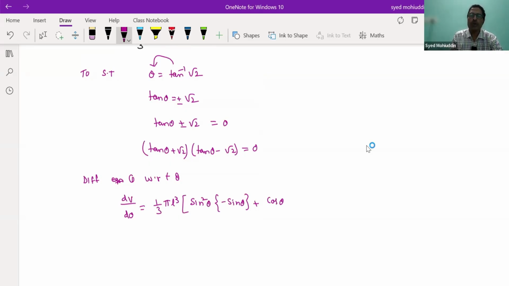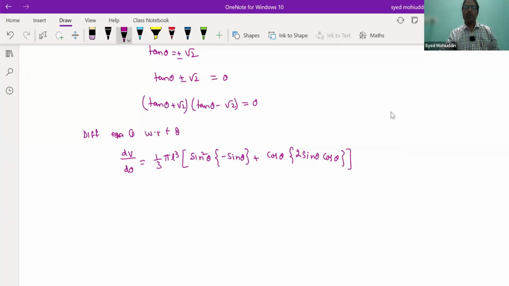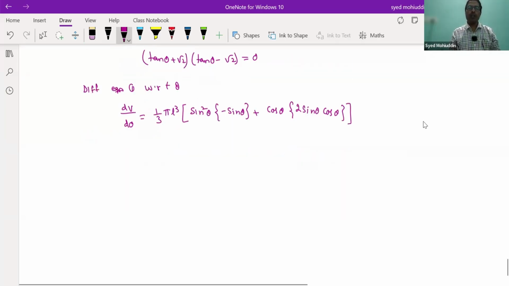Plus, retaining cos theta as it is, I'll differentiate sine square theta, which is nothing but 2 sine theta into cos theta. So product rule is complete. Now if you simplify this, it will be 1 by 3 pi L cube as it is, times minus sine square theta into sine theta, which gives sine cube theta, plus 2 times sine theta into cos square of theta.